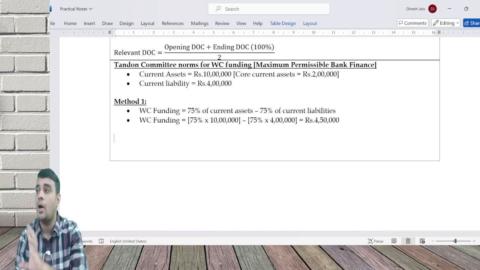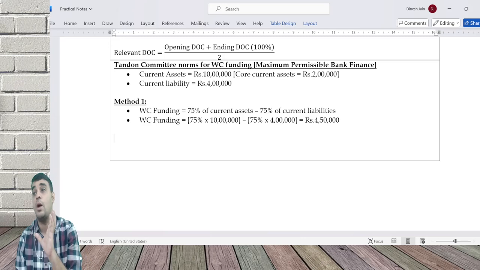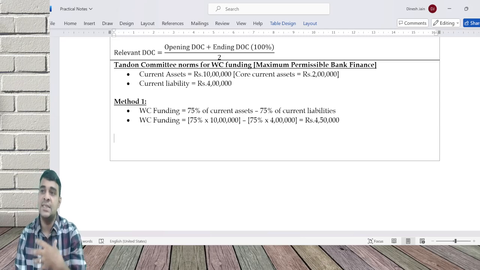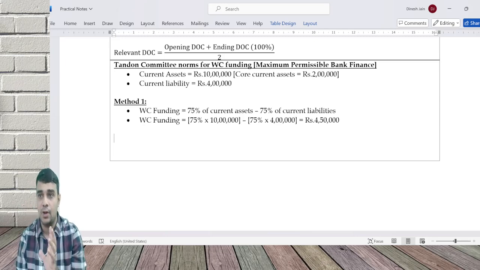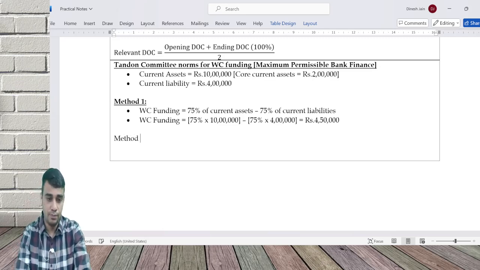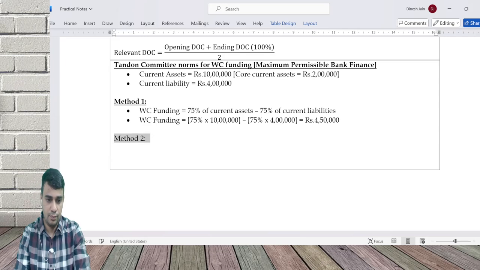75 is a general norm across all loans which banks normally give. Banks will say 75 we will give, 25 you bring. Sometimes if banks want to encourage you to take a loan, they may give even 80%, 85%. Balance money you will have to contribute. Next, method 2. Each method will lead to lower funding.